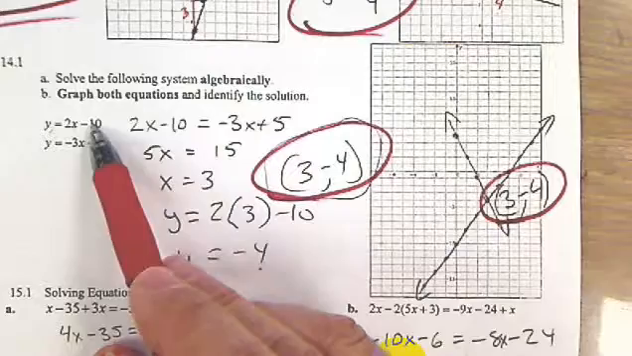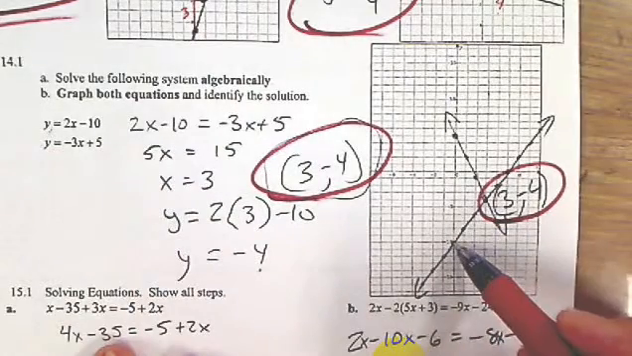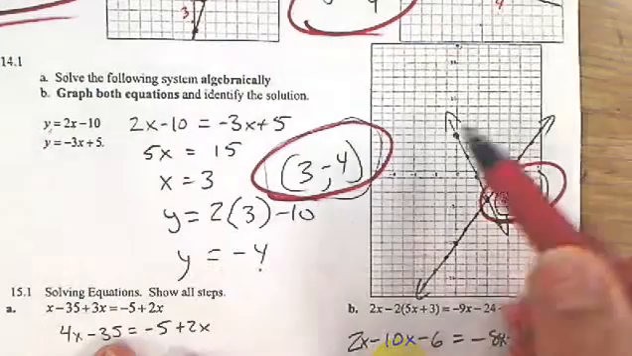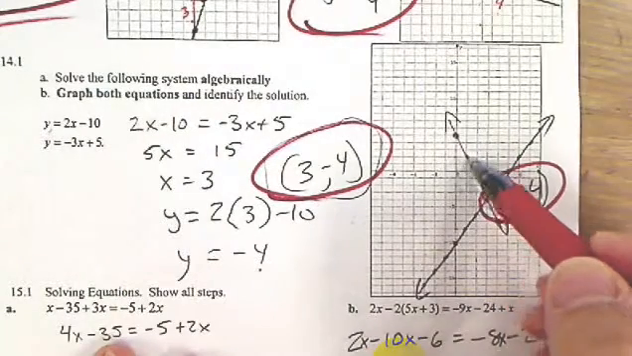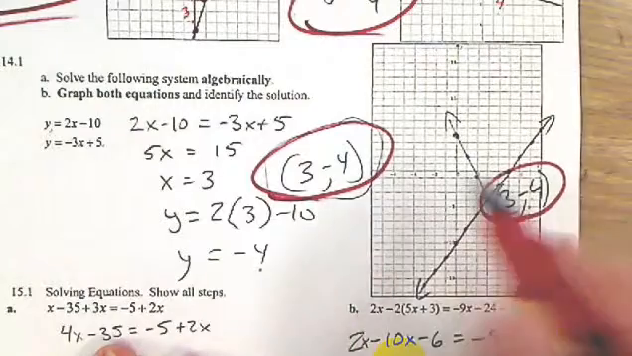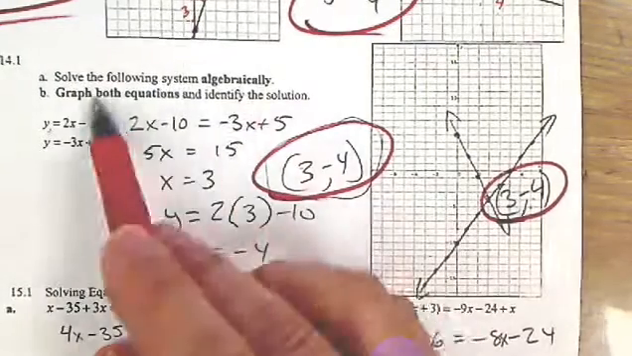Graph both of them. Y-intercept's negative 10, slope is up 2 over 1, up 2 over 1, up 2 over 1. Y-intercept 0, 5, down 3 over 1, down 3 over 1, down 3 over 1. And they intersect in the same spot. I solved it algebraically and graphically.